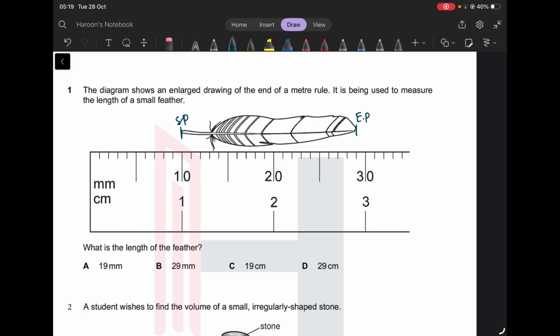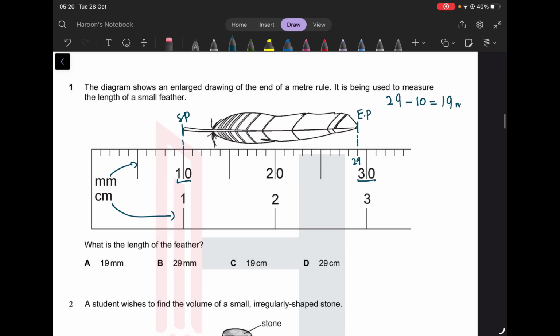So what we will do is go down from here, this is 30. You can see this would be 29. So this should be 29 minus, or 29 take away the starting point, which is 10. So this gives me 19. This gives me a reading of 19. And the unit over here, this is millimeter reading and this is centimeter reading. So this would be 19 millimeter. That makes A the correct answer.